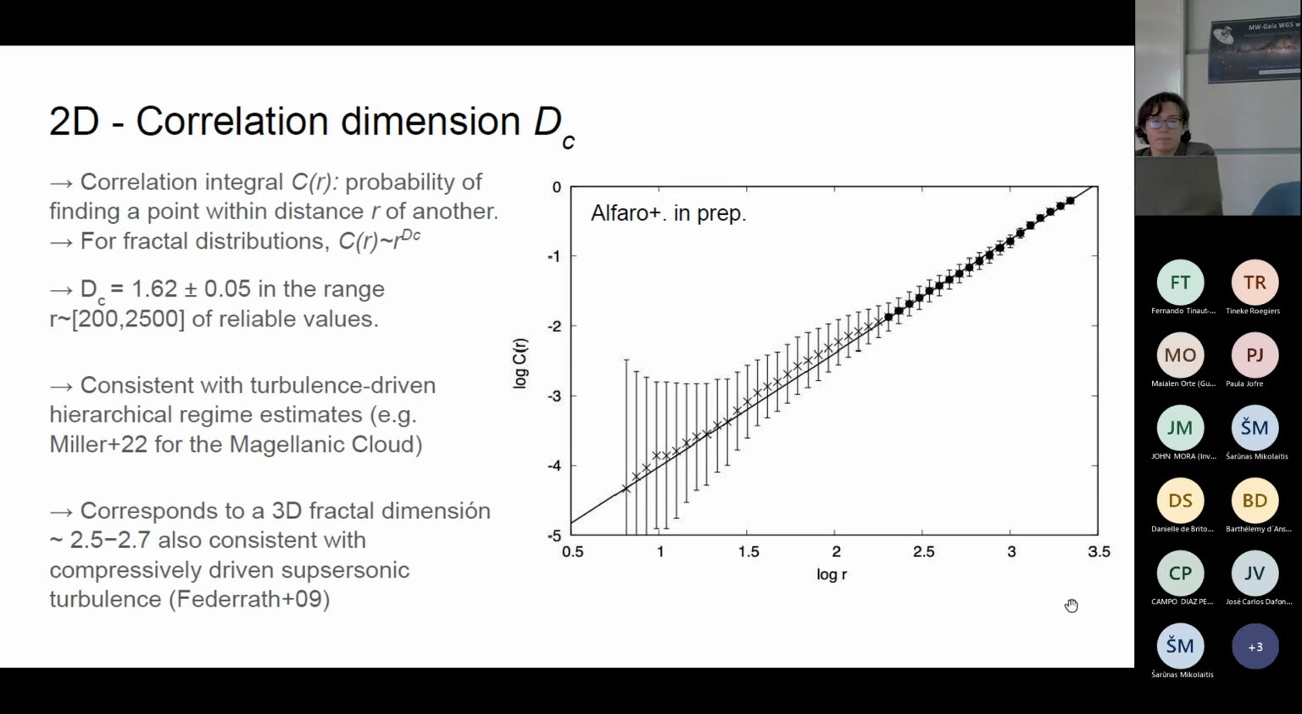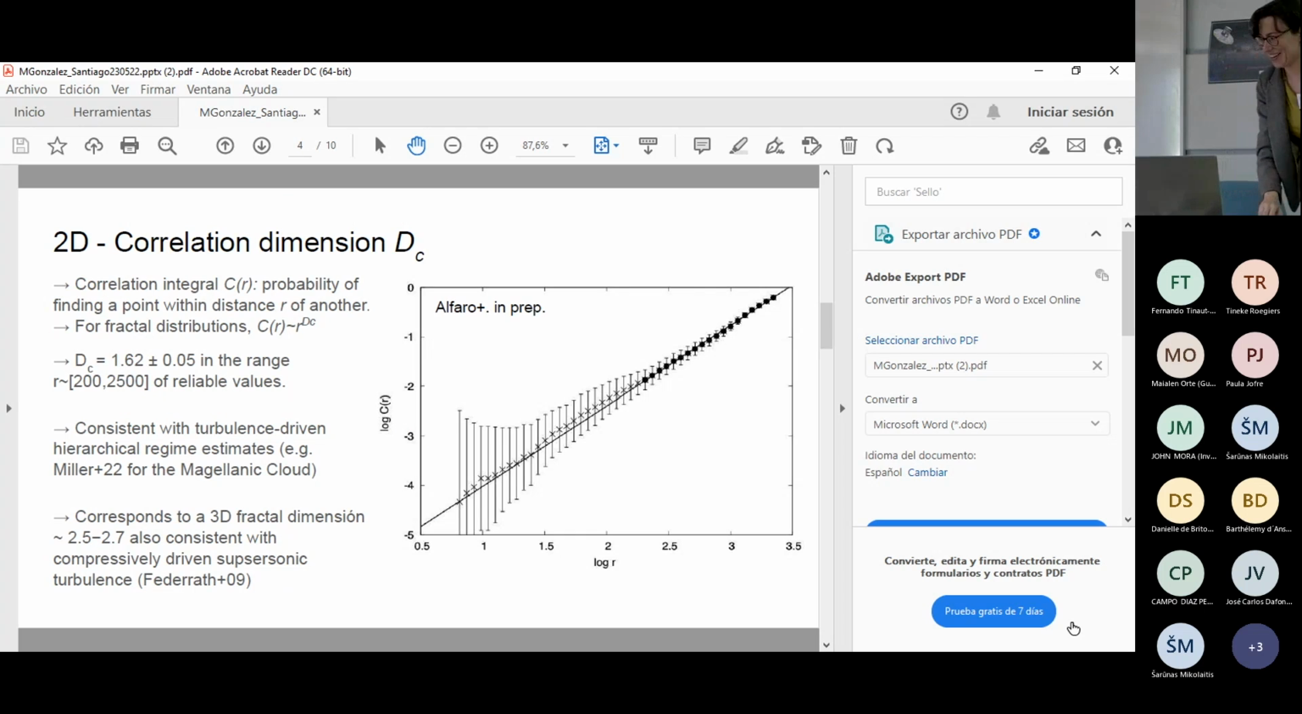Fascinating. Gaia DR3 will help for sure in this problem, so we look forward to the paper. Let's thank our speaker again.